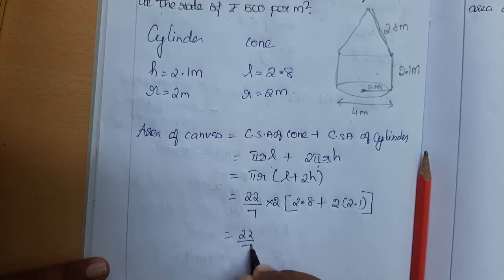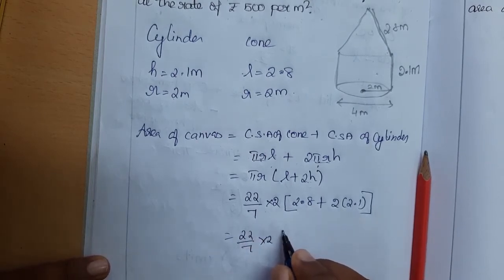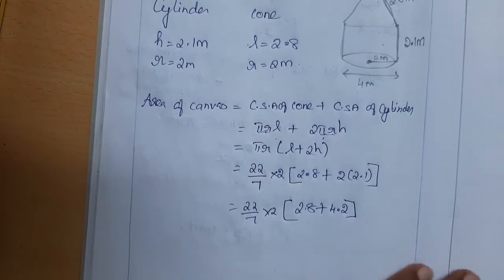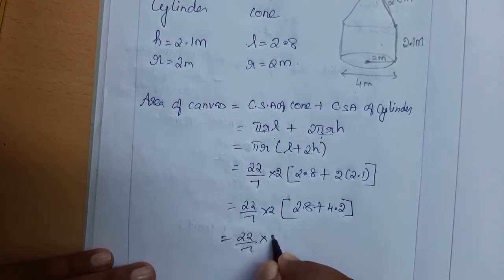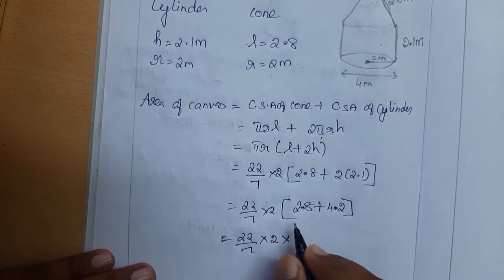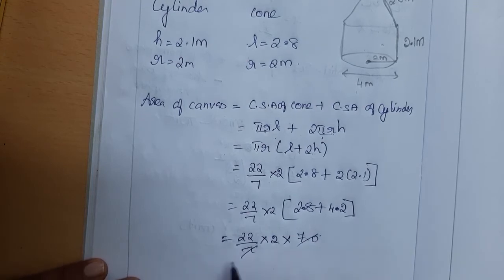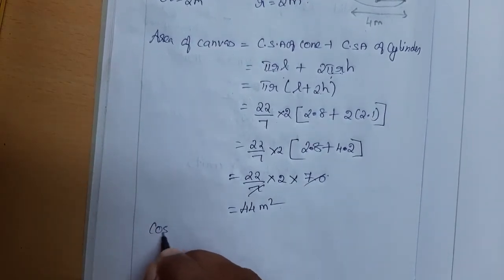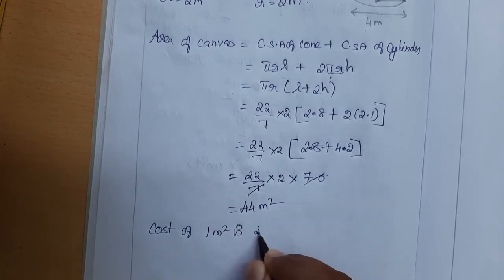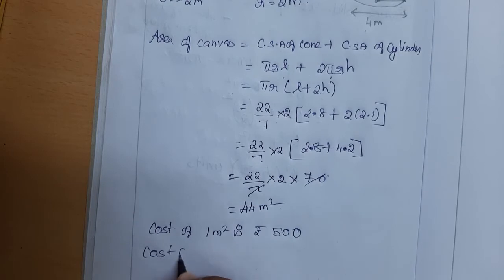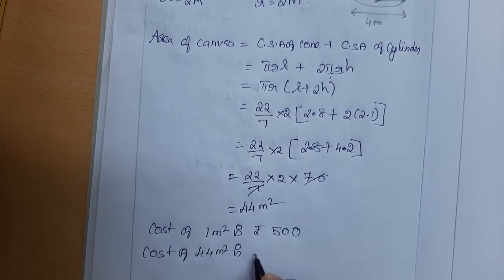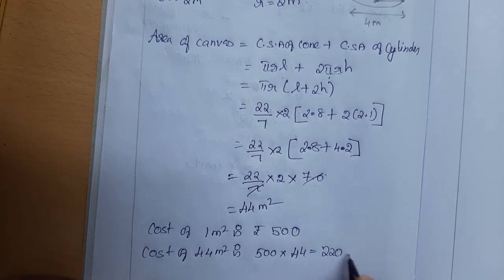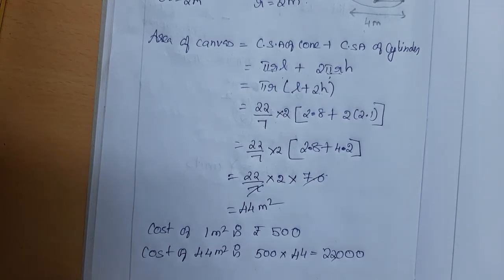right? So 22 by 7 into 2, actually we cannot cancel this yet, but let us substitute the brackets: 2.8 plus 4.2, if you add we'll get 7, so now it cancels. 2 into 2.8 plus 4.2 is 7.0 actually. So 7 and 7 cancel, and 2 into 22 is 44 meter square. So the canvas we need is 44 meter square. So the cost of 1 meter square is rupees 500. Then the cost of 44 meter square is 500 into 44, which is equal to 22,000.